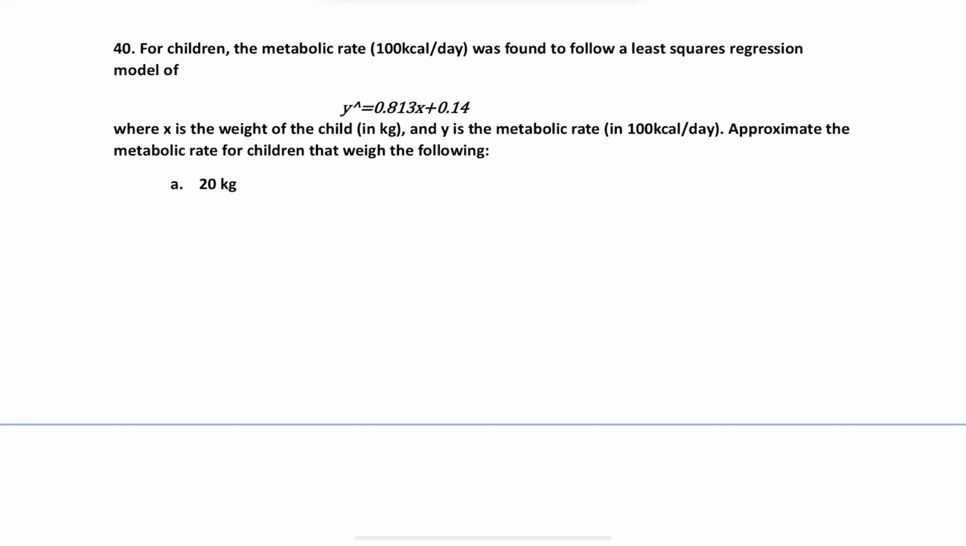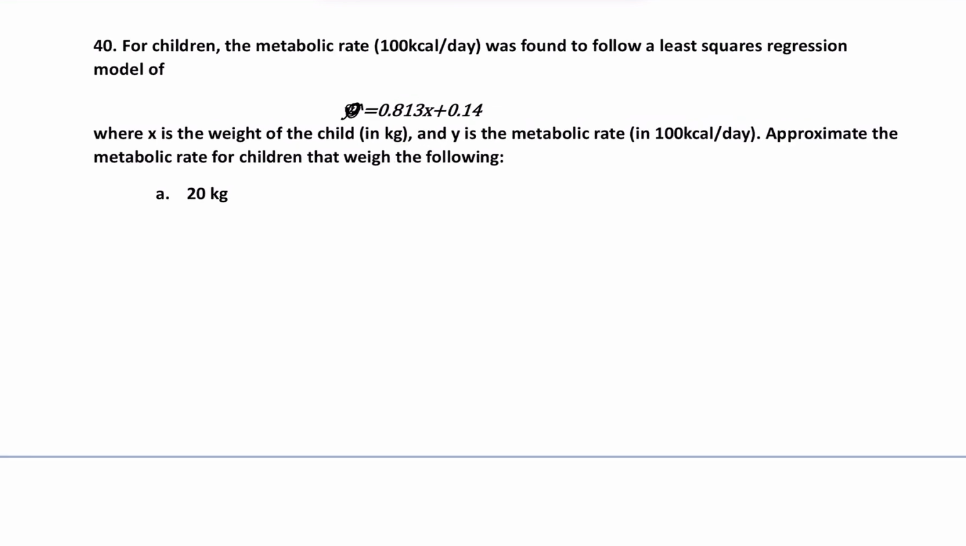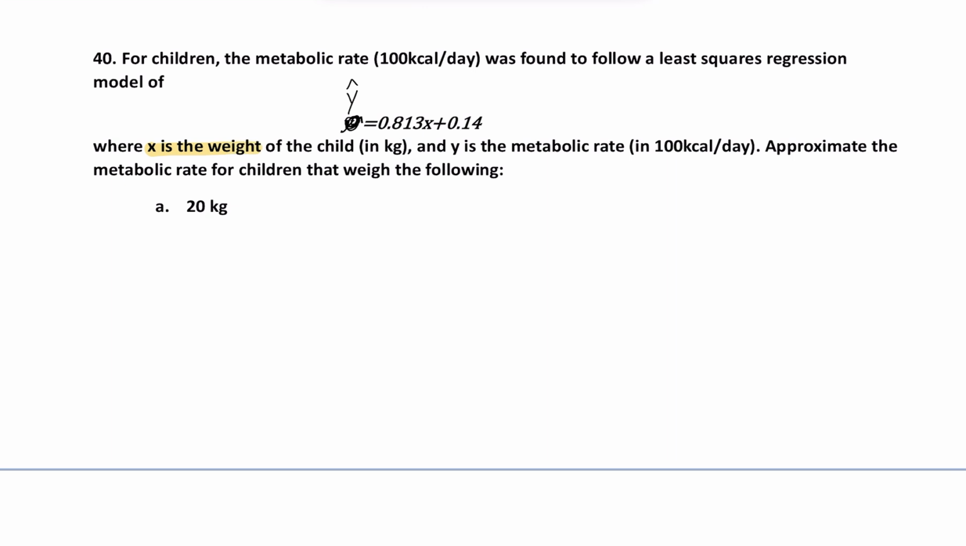Okay. Number 40. For children, the metabolic rate was found to follow a least square regression model of y hat. Just to make it a little bit clearer, I'm going to write that in as we would usually see it, y hat equals 0.813x plus 0.14, where x is the weight of a child in kilograms, and y is the metabolic rate. Approximate the metabolic rate for children that weigh the following. Okay, so x was defined as the weight, and y is the metabolic rate. So if we're predicting the metabolic rate, that means that we don't know our y values in this case.